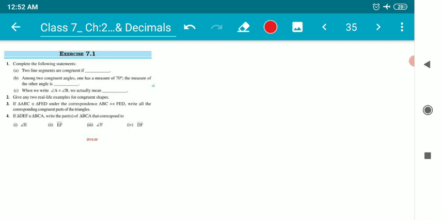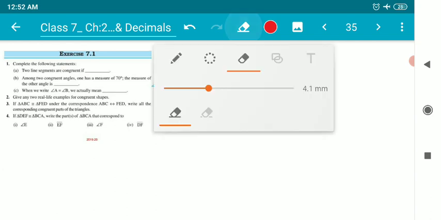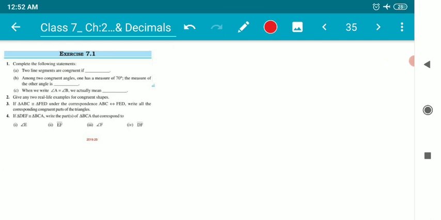Children, as of now, we have been dealing with a lot of chapters which are coming in the exam, as well as we have completed the syllabus for the midterm examination. So, children, in this video, we are going to have a discussion on a very important chapter of the mathematics syllabus, that is congruence of triangles.